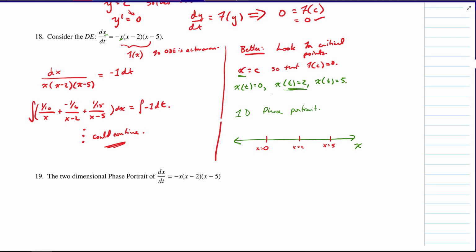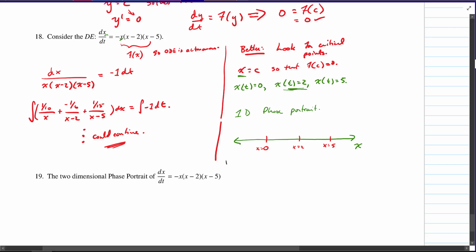So what I'd like to do now, similar to techniques you've seen before, is classify these solutions by taking test points from within these intervals. So I'm going to pick some test points within these intervals. Let's pick x equals -1. Let's pick x equals 1. Let's pick x equals 3, and we'll pick x equals 6.